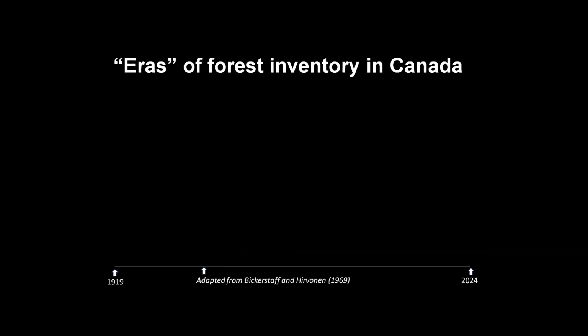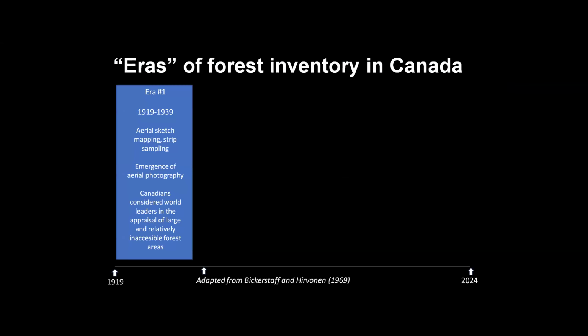To understand where we are right now and where we may be going in the future, it's important to understand where we're coming from. We've identified 5 eras in forest inventory in Canada, building off the work of Bickerstaff and Hervonen, who also, with the CFS, published a similar type of synthesis way back in 1969.